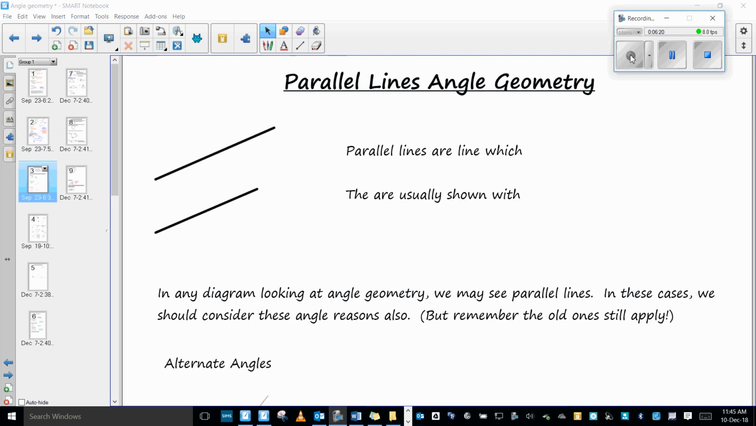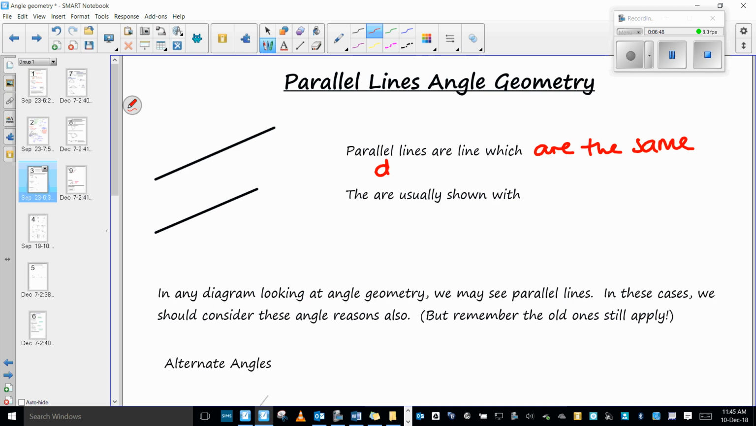Alright, so parallel lines. What's special about parallel lines? They're the same gradient. More than that. They never cross. They're straight lines. What was the description I gave you before? They're the same distance apart. Nice, thank you. Remember that they're lines that never meet. Parallel lines are lines which are the same distance apart.